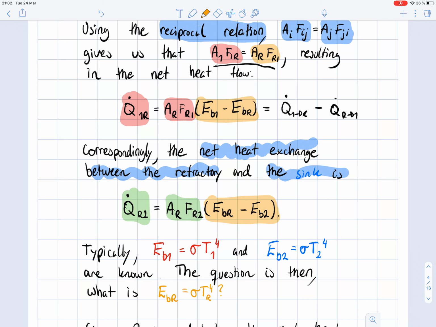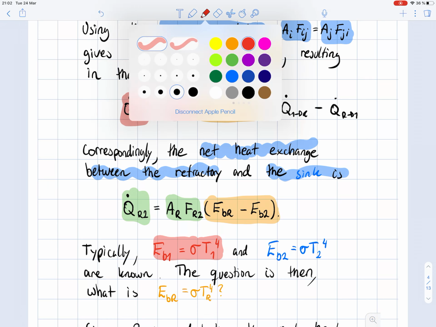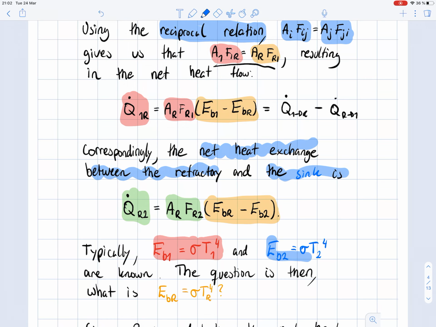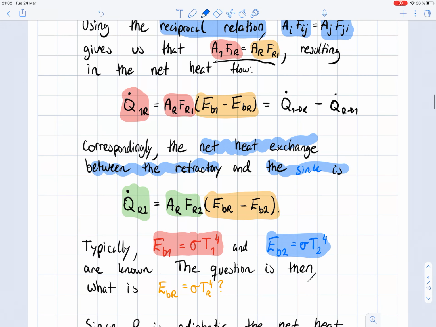So, typically, we will know the value of EB1. It's essentially the temperature of the hot metal pad. And we will typically also know EB2 because that depends upon T2, which essentially is the temperature of the environment. Of course, the question is then, what is EBR?